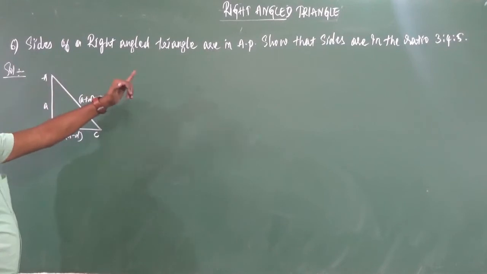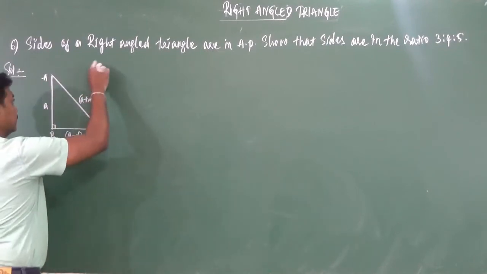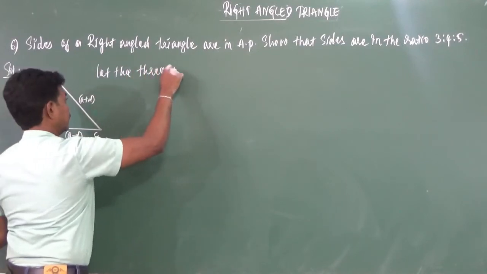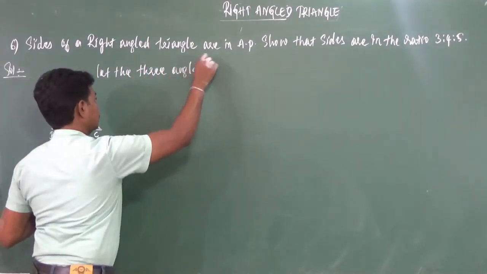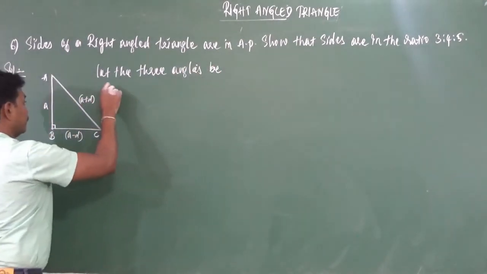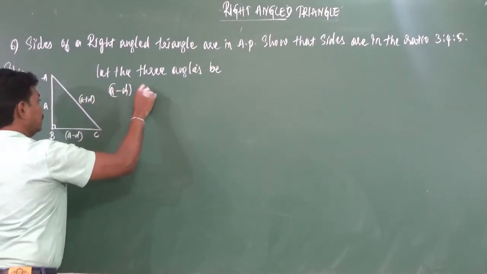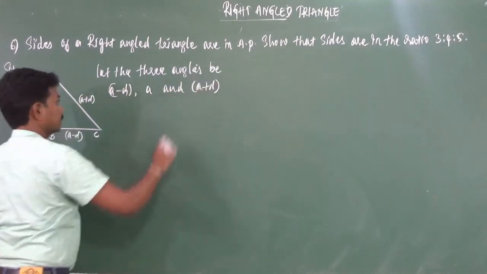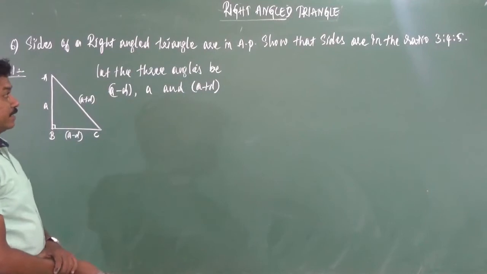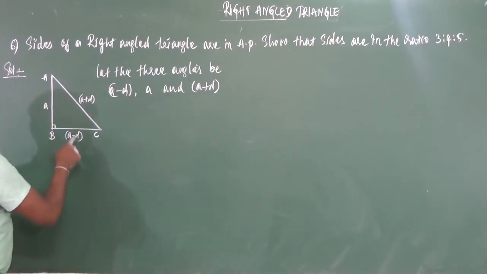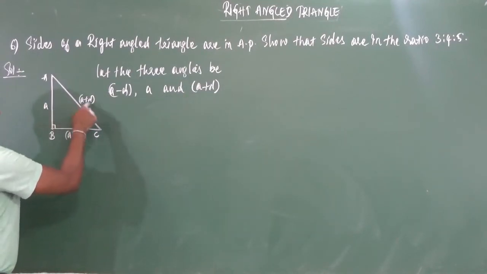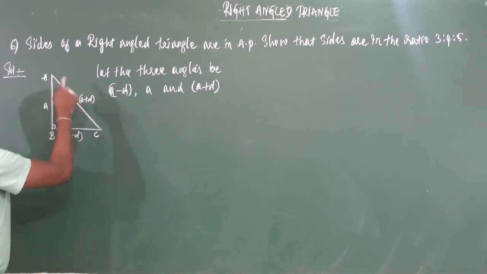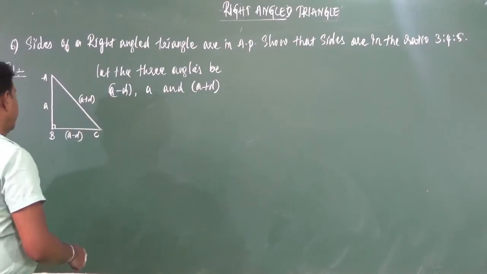So sides of a right angle triangle are in AP. So we'll guess the sides as A minus D, A and A plus D. Right. So now show that the sides are in the ratio 3:4:5. As we have guessed A minus D, A and A plus D, we have to show that the sides are in the ratio 3:4:5. So in that manner. Okay.